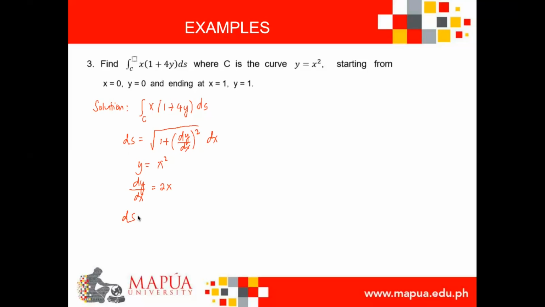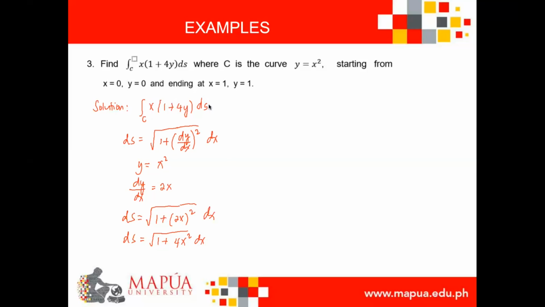Substituting dy over dx equals 2x in the formula, ds is equal to the square root of 1 plus the quantity 2x squared dx. Simplifying further, we have the square root of 1 plus 4x squared dx. So we now have the replacement for ds, which is this radical times dx.